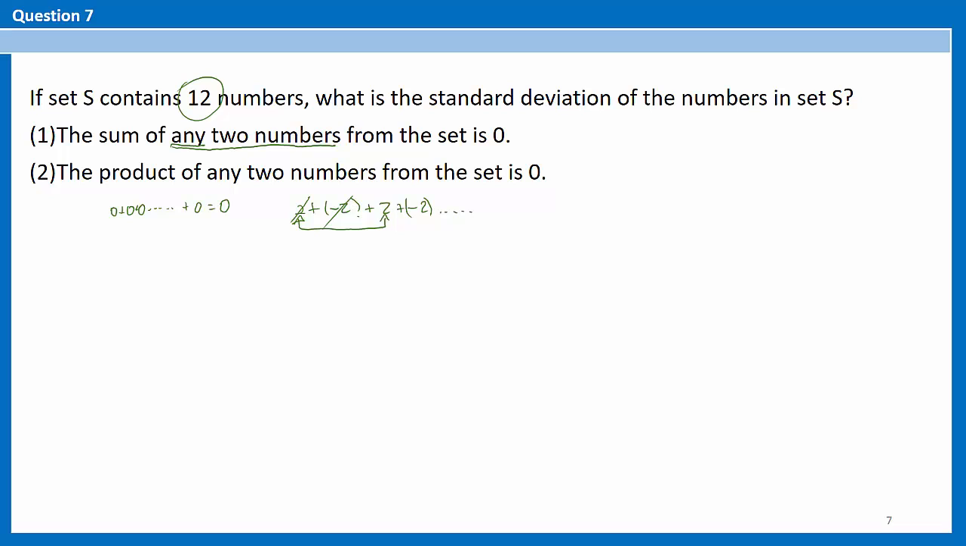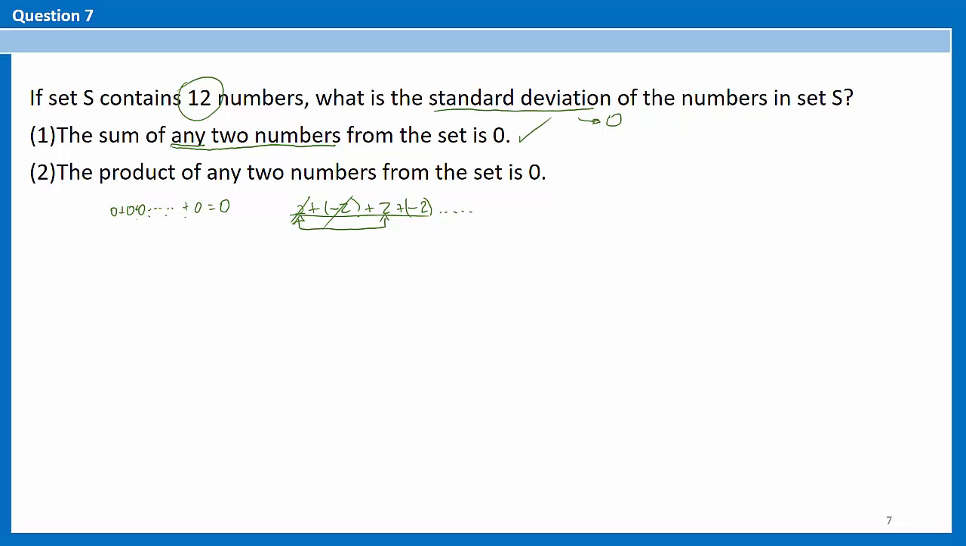Okay, this cannot be. The only way that this can happen, statement number 1, is that all the numbers are 0. And if all the numbers are 0, they are all the same. And when all the numbers in a set are the same, the standard deviation is 0. Okay, so that's sufficient. Statement number 1 is sufficient.